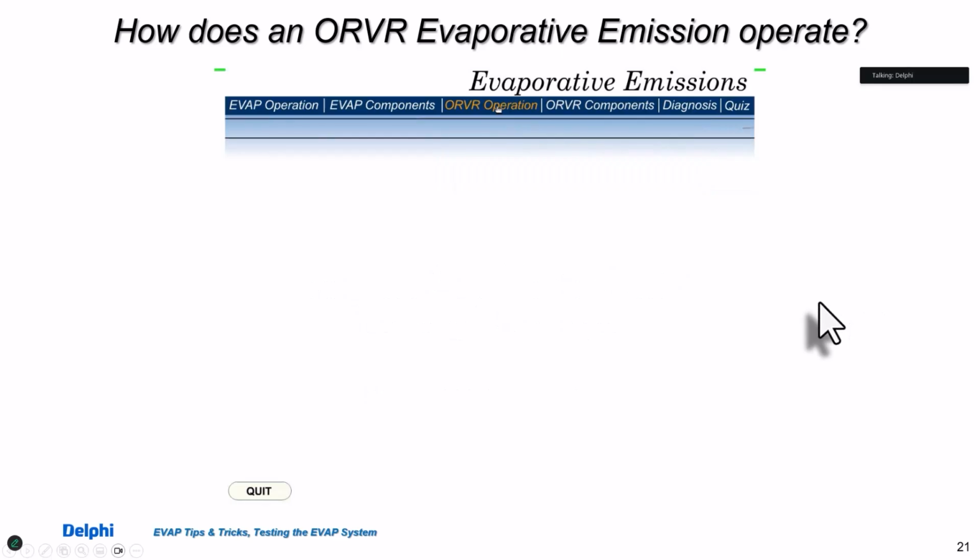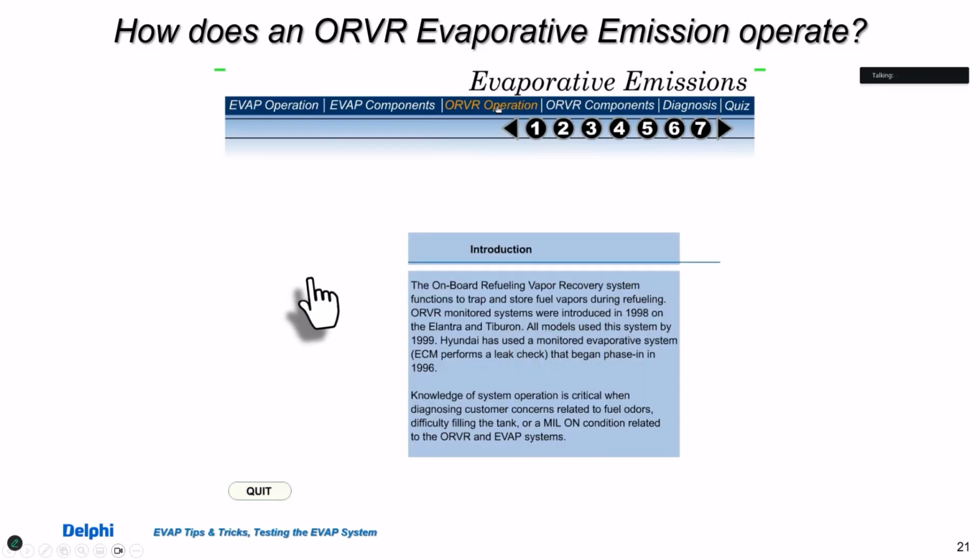Okay, the ORVR system for vapor recovery. I want you to be aware of this. It's something that's not talked about much. It's not even something that's thought about much. But when there are issues with this system, the number one thing is it won't fill up properly.